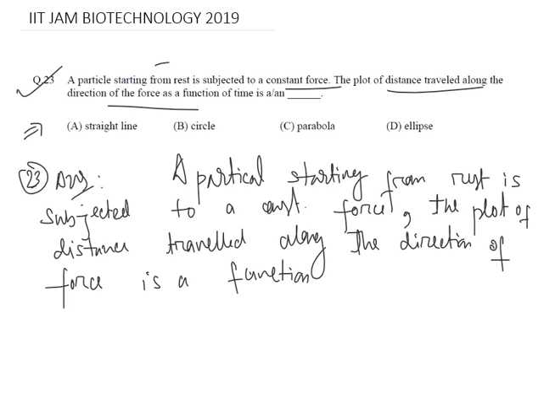and it is a parabola. Therefore, the right answer is option C.